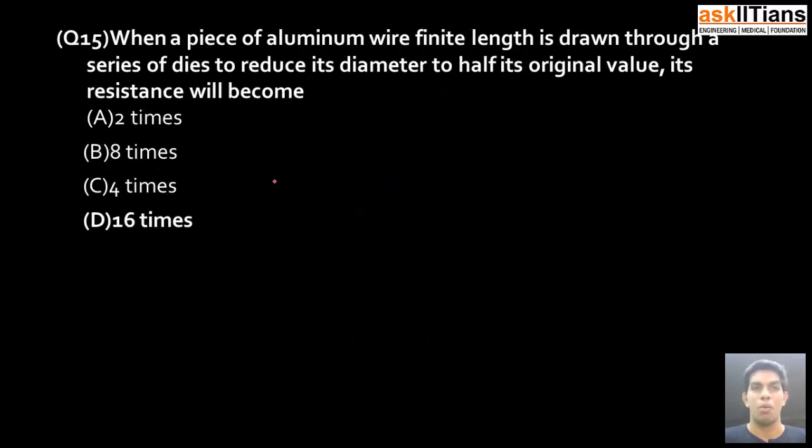It says, when a piece of aluminium wire of finite length is drawn through a series of dies to reduce its diameter to half of its original value, its resistance will become. So let's say the initial length be L and area be A. Now the final, so this is initial, the final state is, we have no idea about its length, but its diameter is half. So we can say that the area is now reduced to 1/4 of the original area.